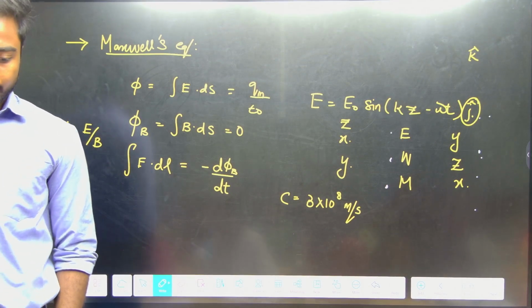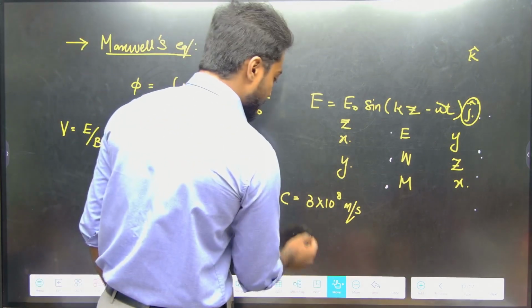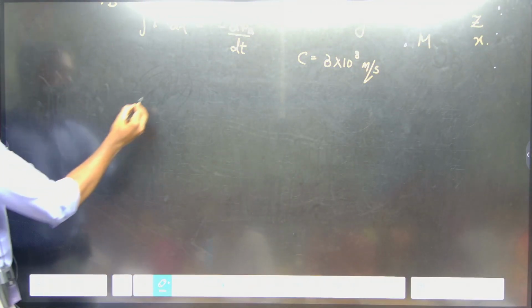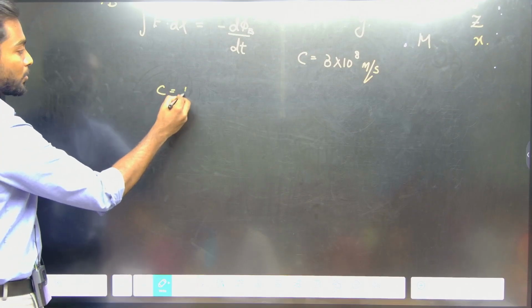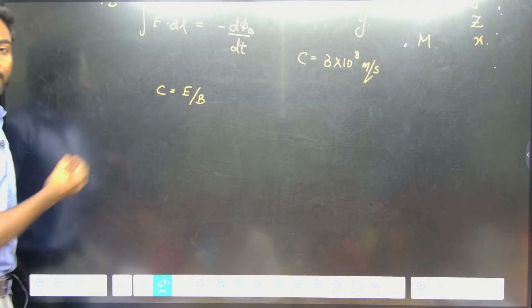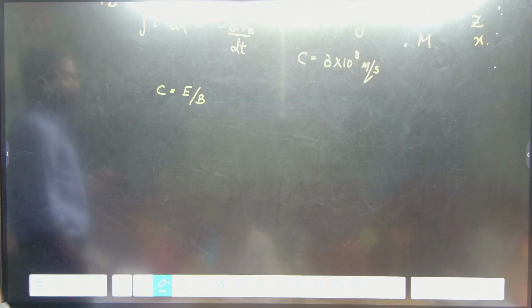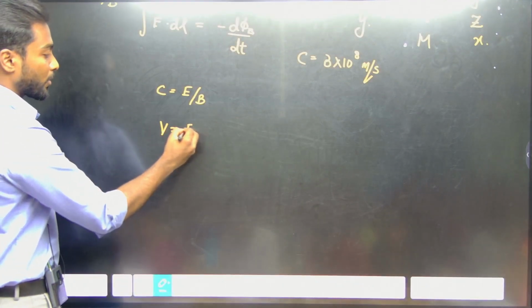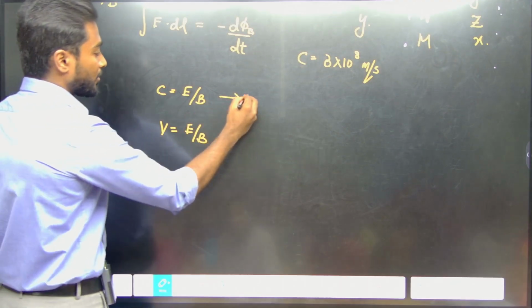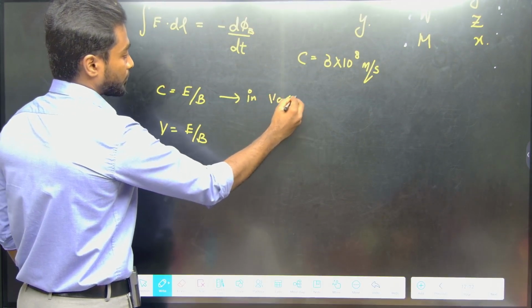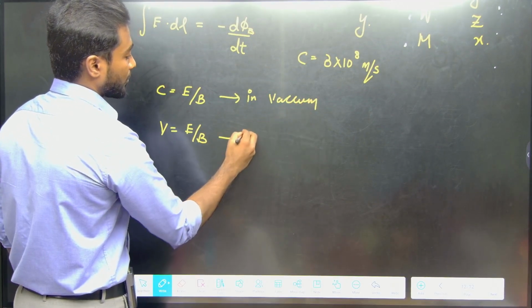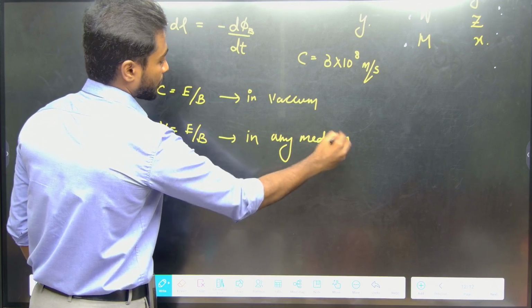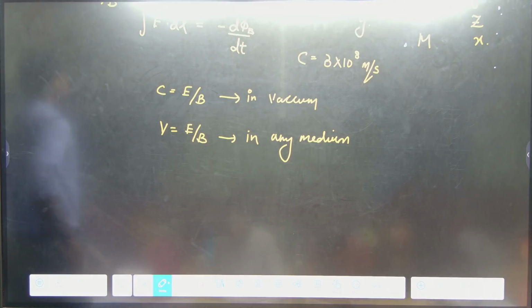If they mention in the question that it is traveling in a vacuum, then use the formula C equals E by B. In vacuum, C equals E by B. In any medium, V equals E by B. This is in vacuum, and this is in any medium.